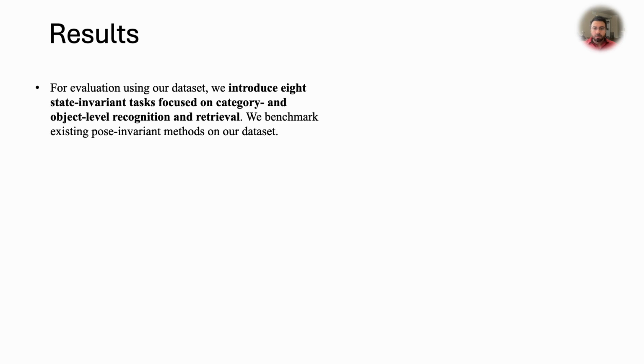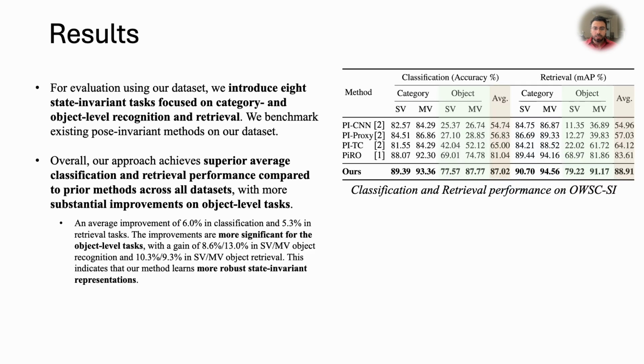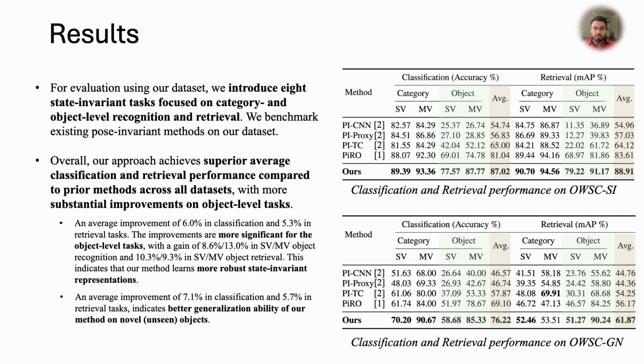We benchmark existing pose invariant methods on our dataset on 8 state invariant tasks on category and object level recognition and retrieval. Our approach yields superior classification and retrieval performance when averaged across all tasks on both the OWSC SI and GN splits, as highlighted in yellow. The performance improvements are most significant for object level tasks, as highlighted in green.